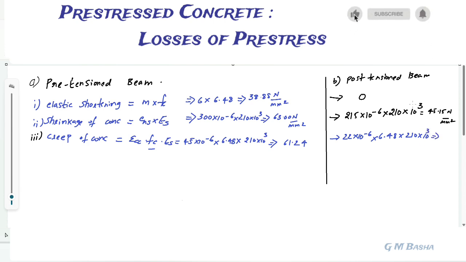So a little bit confusing here. Then if you simplify, how much will you get? You will get around 29.94 Newton per mm square.